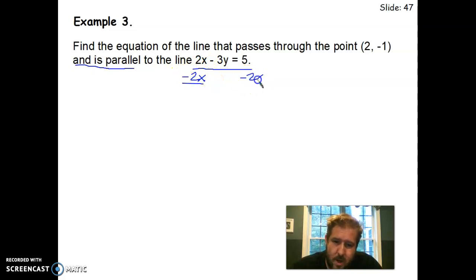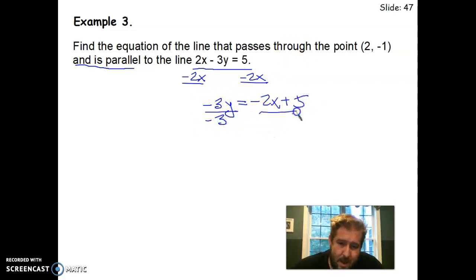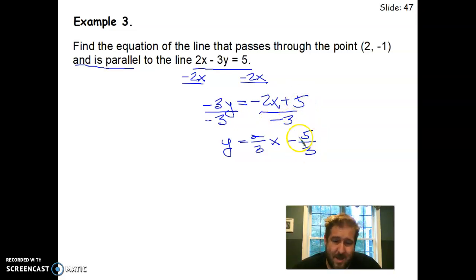And so I'm going to subtract 2x from both sides, giving me negative 3y equals negative 2x plus 5. Divide both sides by negative 3, and that's going to give you negative divided by negative is positive 2/3 x minus 5/3. Now it's negative because 5 divided by negative 3 is a negative. Negative is the same thing as minus.